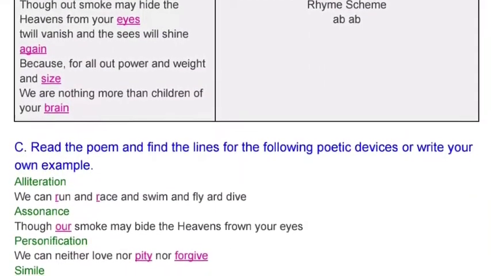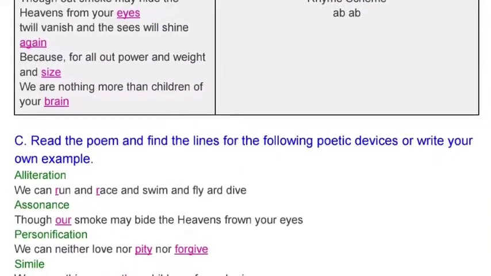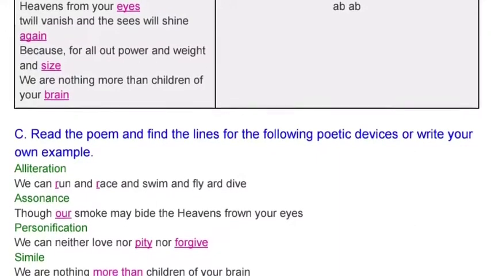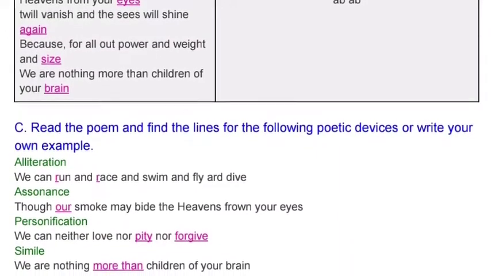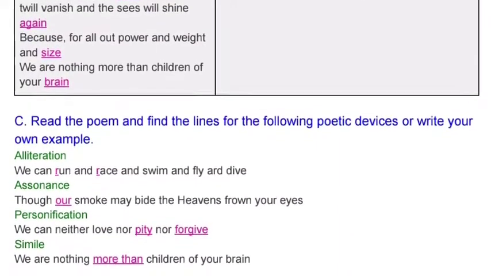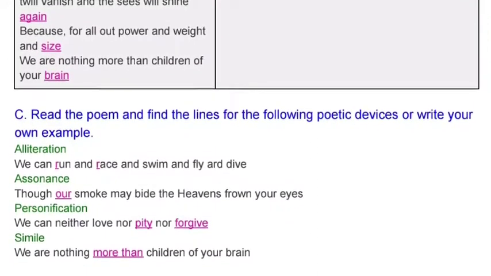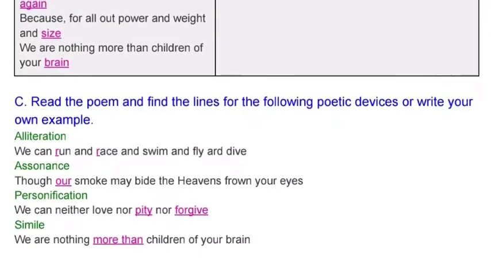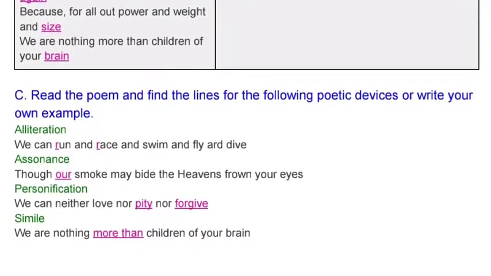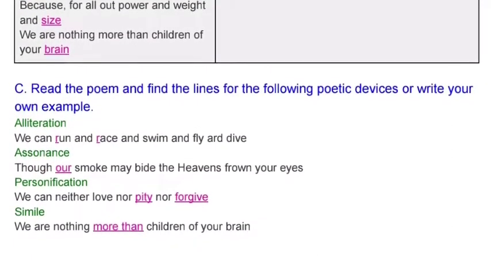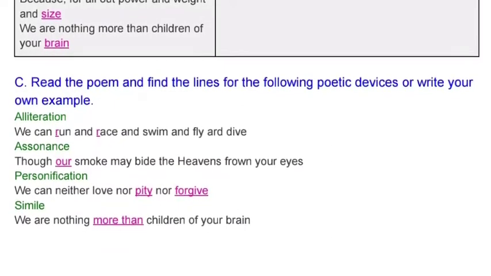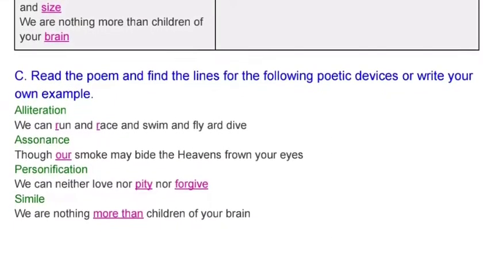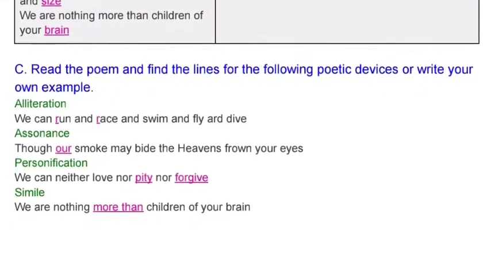Rhyme scheme: ABAB. C. Read the poem and find the lines for the following poetic devices or write your own example. Alliteration: We can run and race and swim and fly and dive. Assonance: Though our smoke may hide the heavens from your eyes. Personification: We can neither love nor pity nor forgive. Simile: We are nothing more than children of your brain.